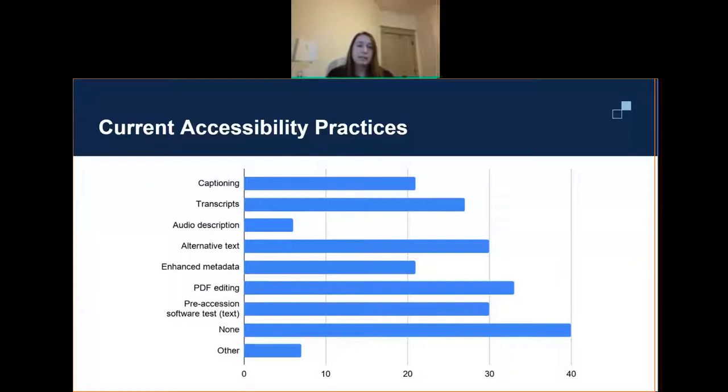Of those that did indicate some accessibility practices in their institutional repositories, most are performing a combination of PDF editing, adding alternative text, or a pre-accession software for text-based items. Of those institutions doing captioning and transcription work, most of them are using automated options like YouTube captions, or perhaps using a vendor, or sometimes they're just requiring the depositor to provide captions before it can be uploaded to a repository.